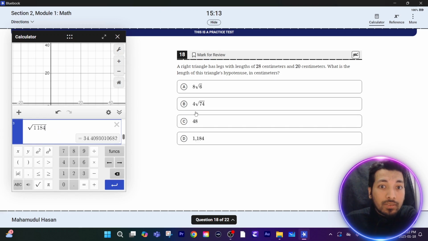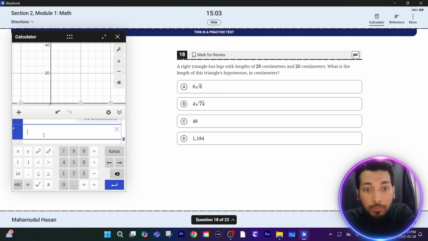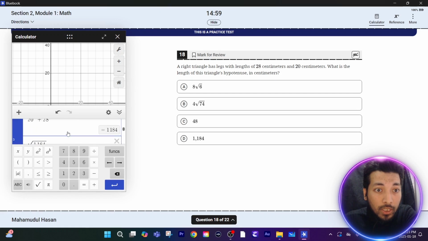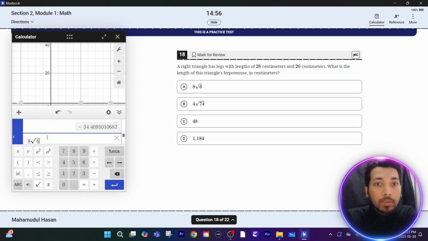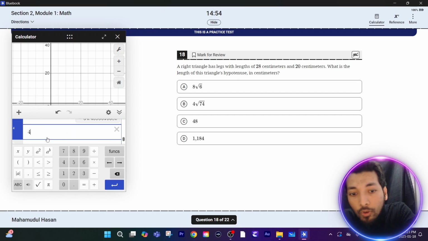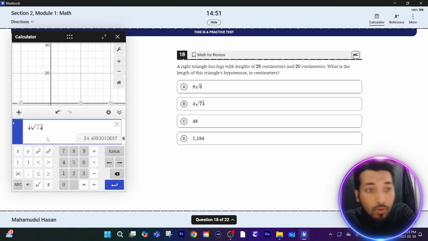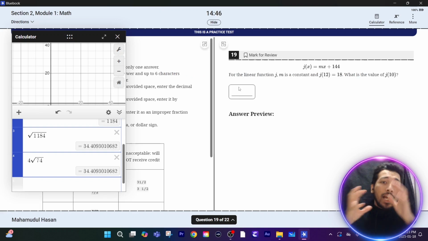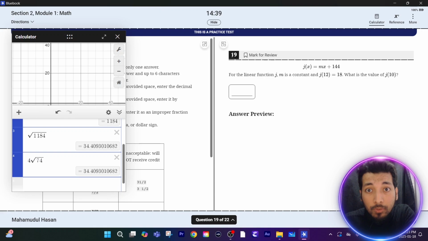Now in this case, all of the answers are in radical forms or whole numbers. So option C is not right. Option D is also incorrect. It could be either A or B. So let's try to plug in option A, 8 root 6. That's not right. So it would be obviously option B, which is 4 square root 74. That is the correct answer. Perfect. Now you can see how we are actually using the Desmos to get the answers quickly and effectively. Let's look at problem number 19.